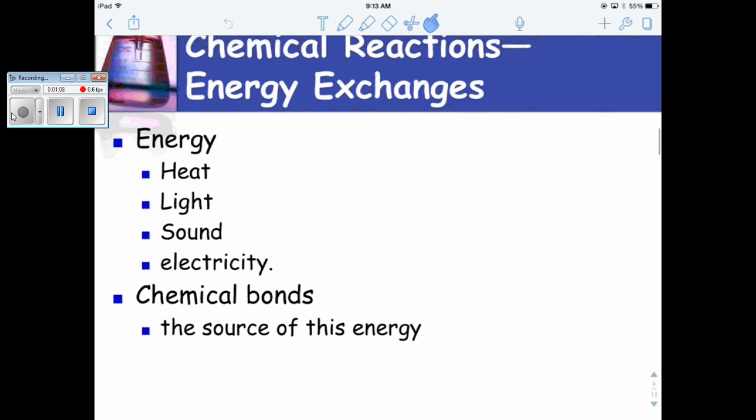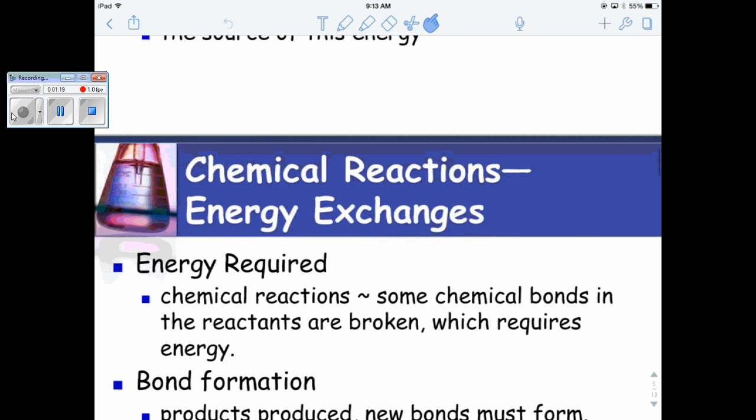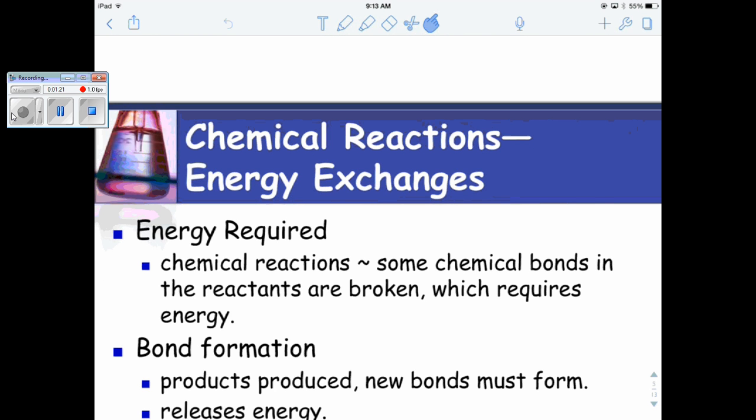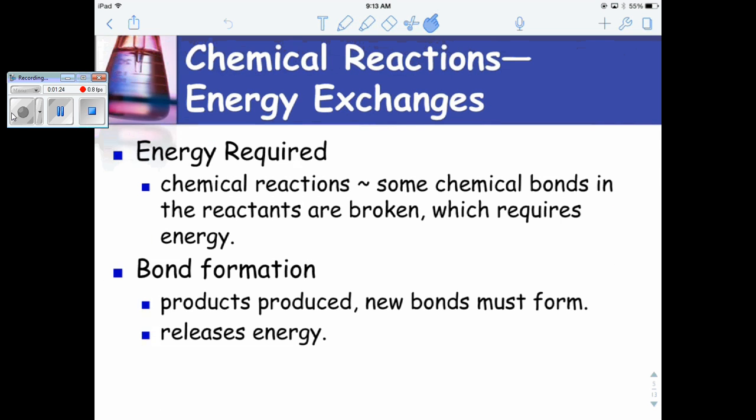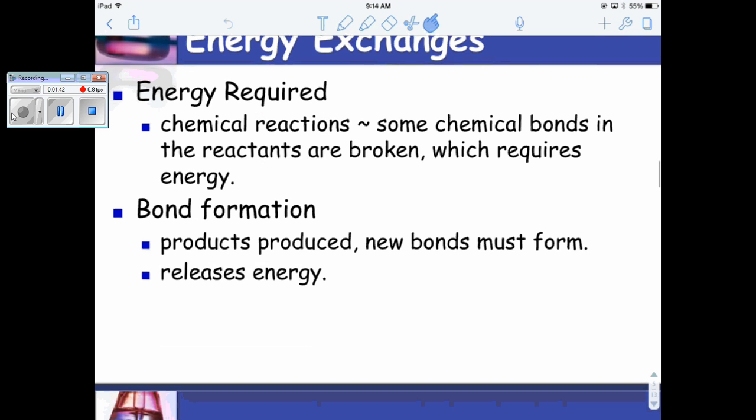When bonds break, energy is released. When new bonds form, energy can be released or, once again, absorbed. In chemical reactions, some chemical bonds in the reactants are broken, which requires energy. Bond formation: the products produce new bonds. New bonds must form and release energy. I'm going to get into all this in a sec.